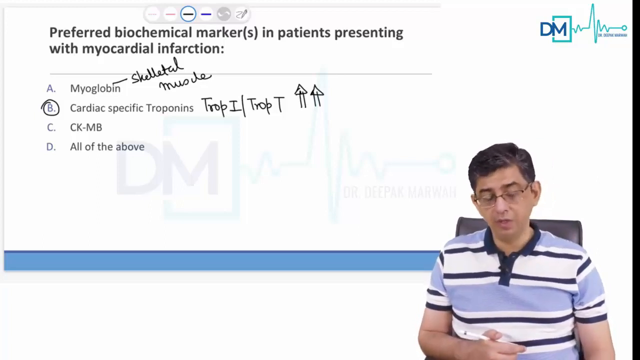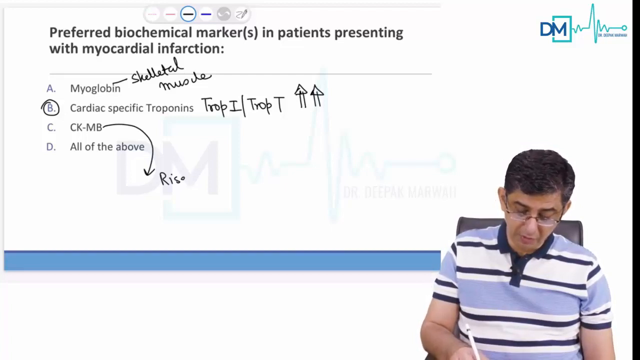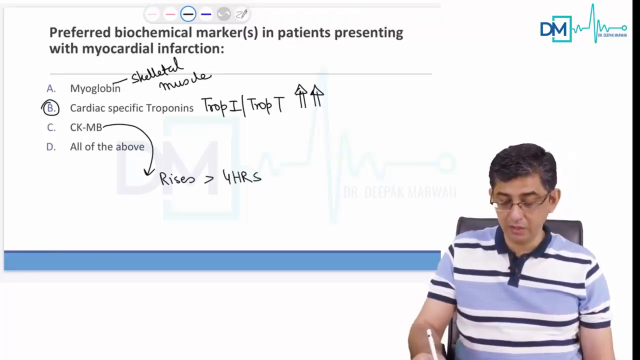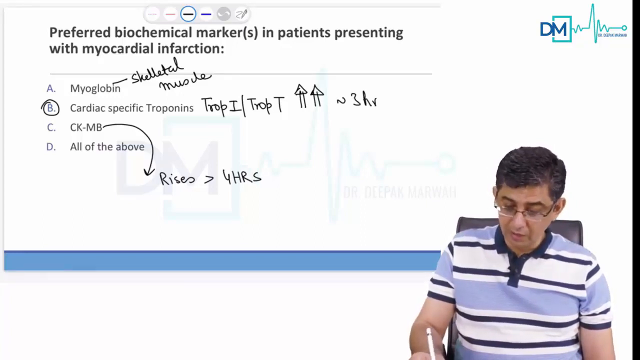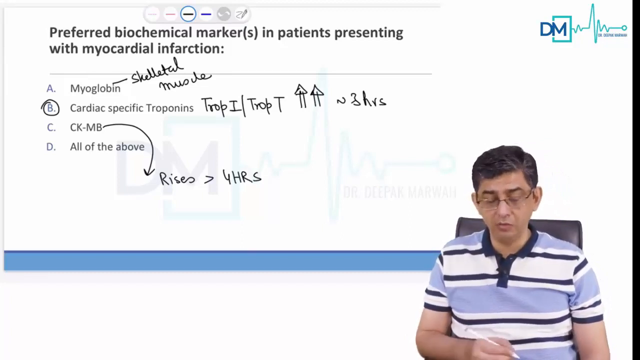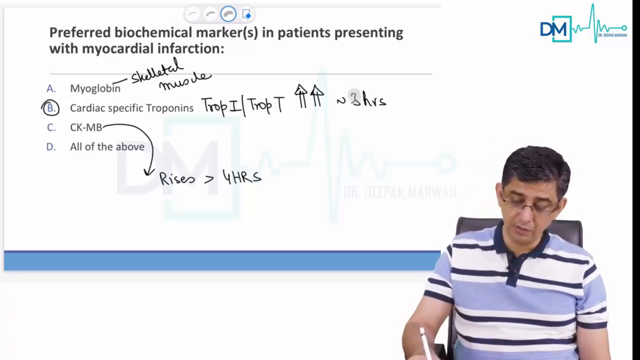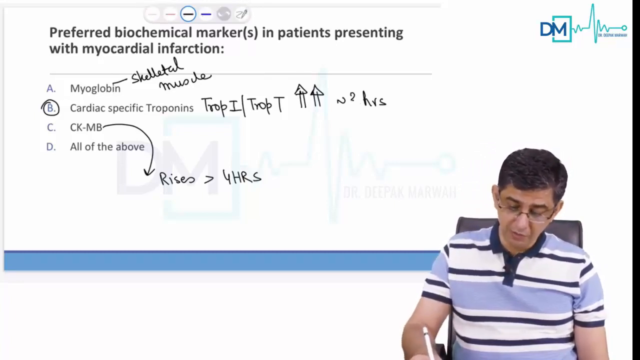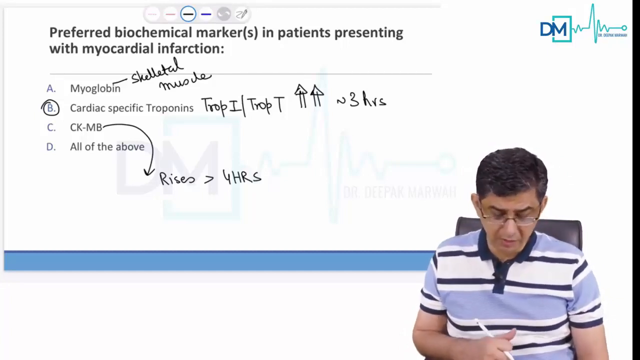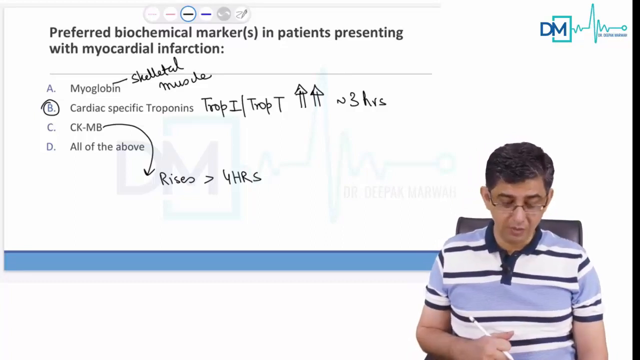And CPK-MB, the disadvantage of this test is that it rises after approximately 4 hours, whereas troponin T and troponin I rise as early as 3 hours. In fact, most textbooks would say 4 to 6 hours for CPK-MB. I gave you the lower value, 4 hours at least, and troponin I can be elevated as early as 3 hours after the onset of MI. So this is overall the best test because it gives you early identification, and if it is present, it is a guarantee that there is damage in the heart of the patient. So the answer to this question is beta.